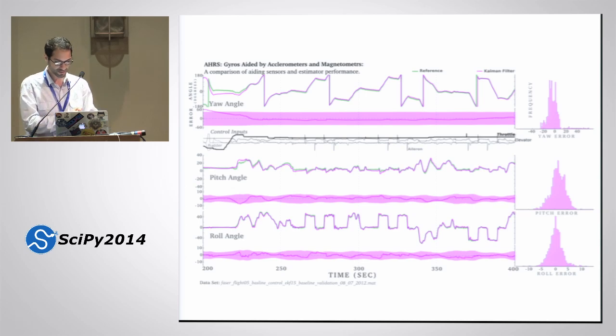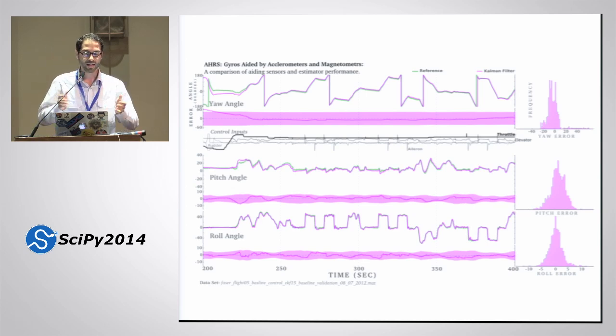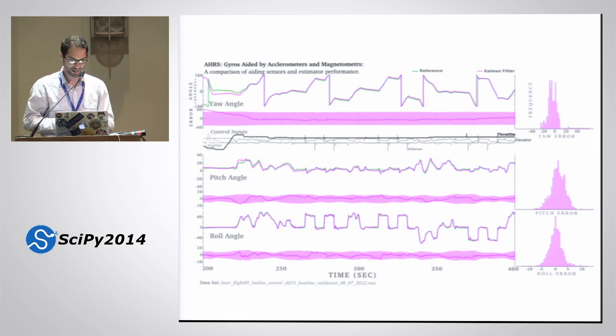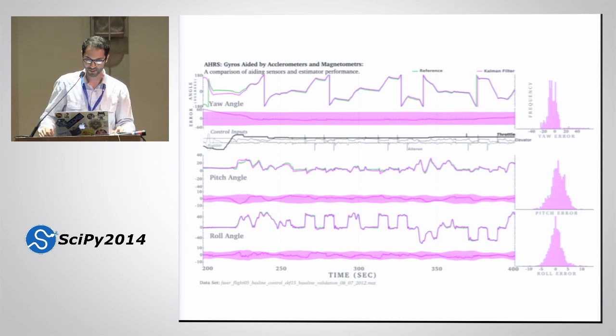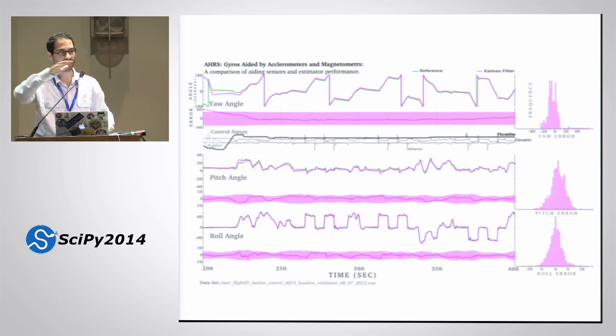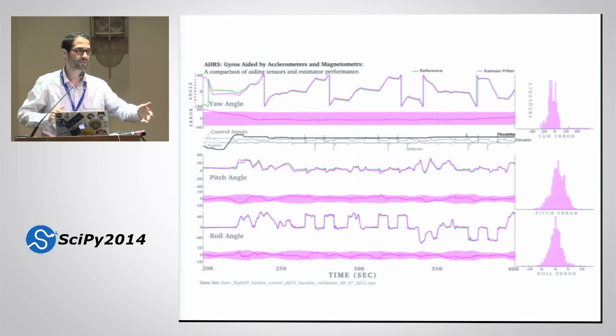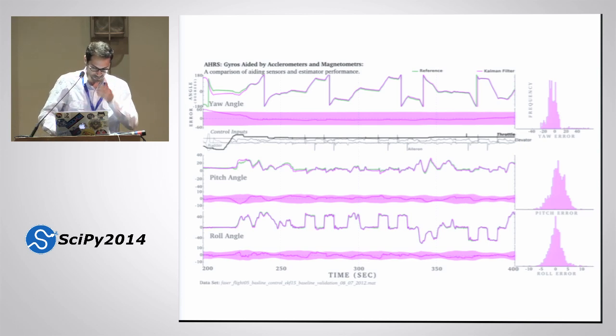So here's one visualization of an attitude estimation system. The three angles that define the orientation of an airplane, and this is playing back data that we collected at the University of Minnesota. So for example, the top plot is the heading angle of the airplane, and you could change the algorithm, play it through again, and look at the results. And what I've been doing is starting to use Python for this sort of work.